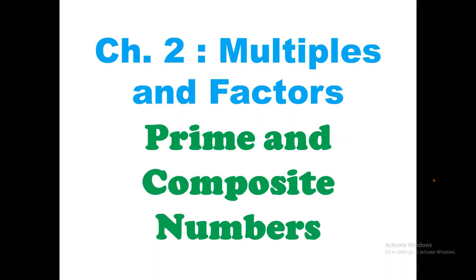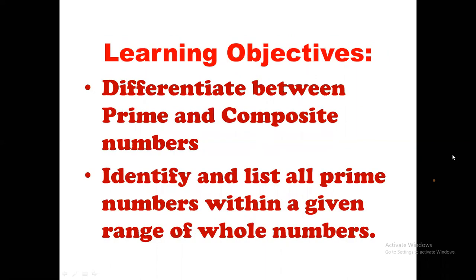I am over here again with the new topic which is present on your screen. As you all know, we have started our second chapter, multiples and factors, and we have already done two topics. The first one was the rules of divisibility, and the second we have done multiples and factors. Now the third one is present on your screen, that is prime and composite numbers. In this lesson, you are going to be able to differentiate between prime and composite numbers.